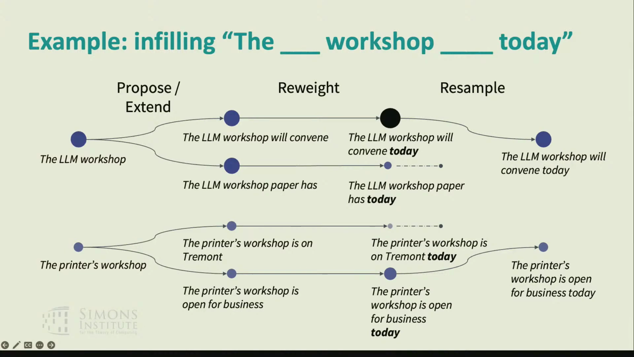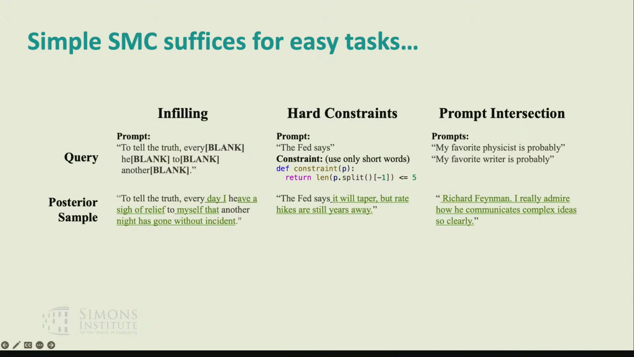But unlike beam search, as you scale up the number of hypotheses, sequential Monte Carlo, instead of converging to an argmax of your objective function, converges to the posterior distribution, sampling from the posterior. And this default version of SMC has worked for a few simple tasks that we've tried it on. For example, if I want a completion that follows "my favorite physicist is probably" and "my favorite writer is probably" equally well, SMC can give me Richard Feynman. I really admire how he communicates complex ideas so clearly.